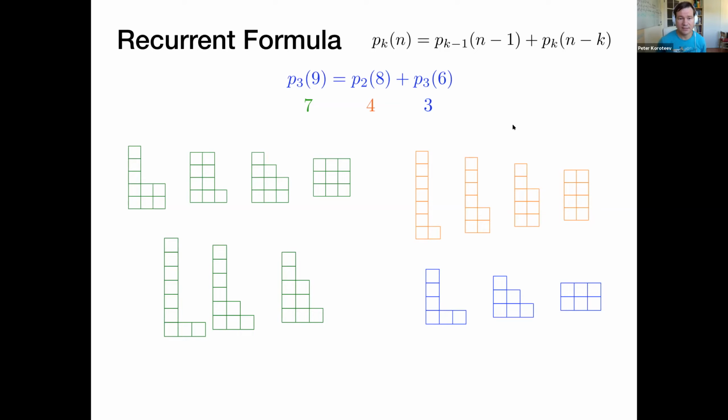So here you see 7 partitions of 9 with 3 parts in green, and on the right you have 4 partitions of 8 with 2 parts and 3 partitions of 6 with 3 parts. So look at these pictures and see how you think we need to identify them. So we need to come up with a rule that maps, which we can formulate in general for any k and any n.